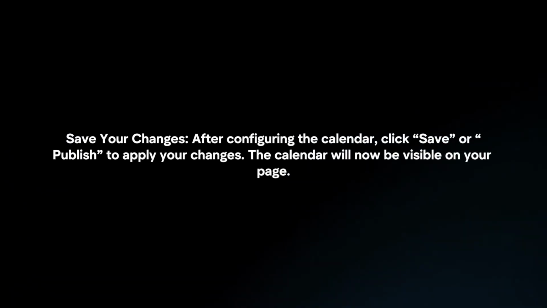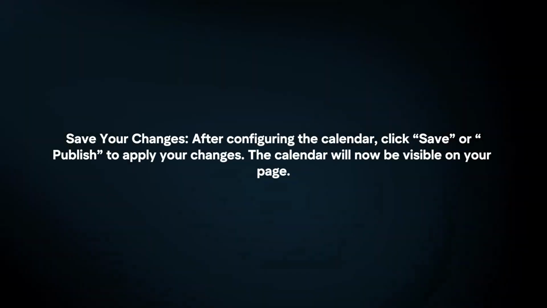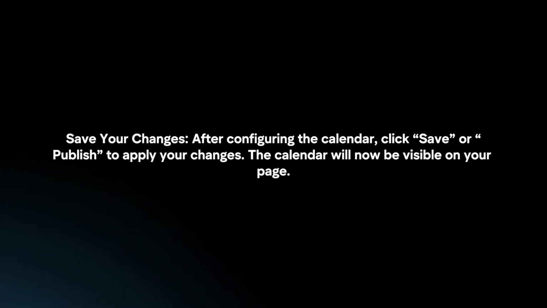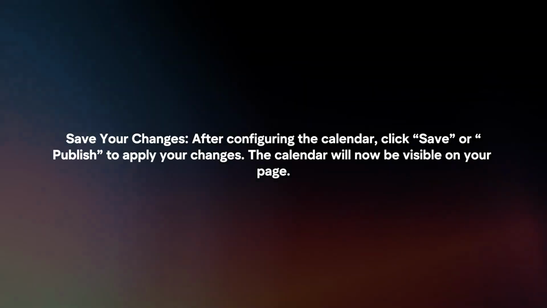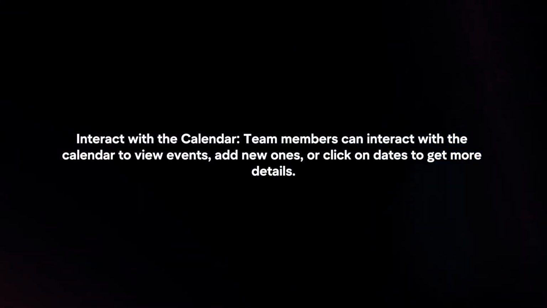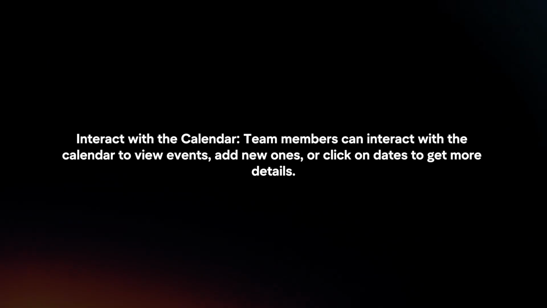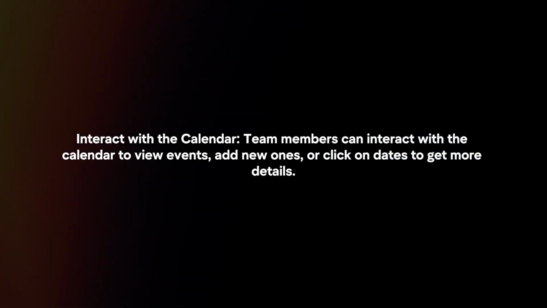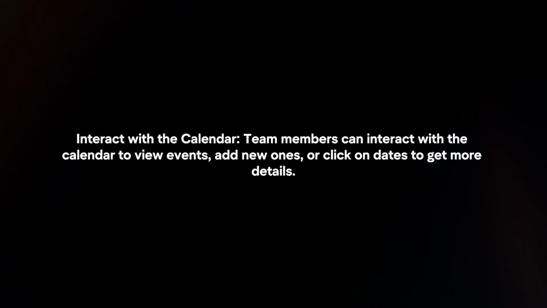Save your changes. After configuring the calendar, click Save or Publish to apply your changes. The calendar will now be visible on your page. Interact with the calendar. Team members can interact with the calendar to view events, add new ones, or click on dates to get more details.